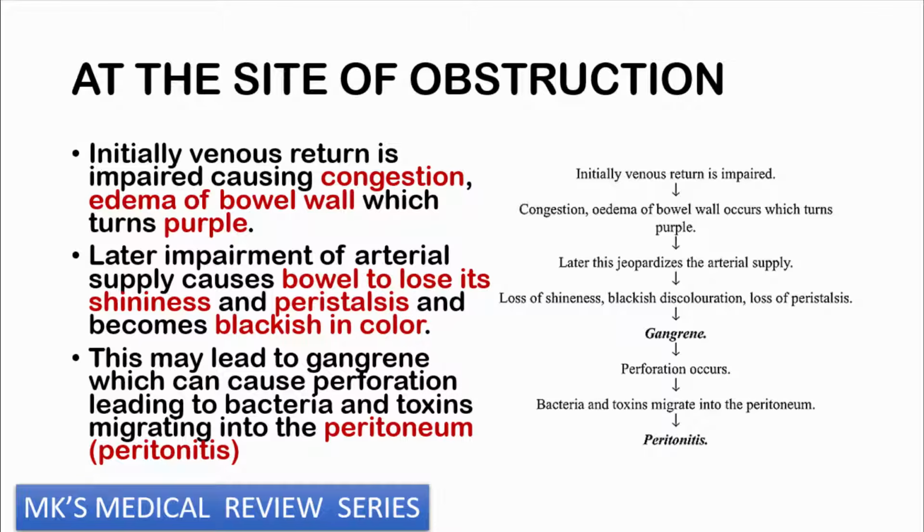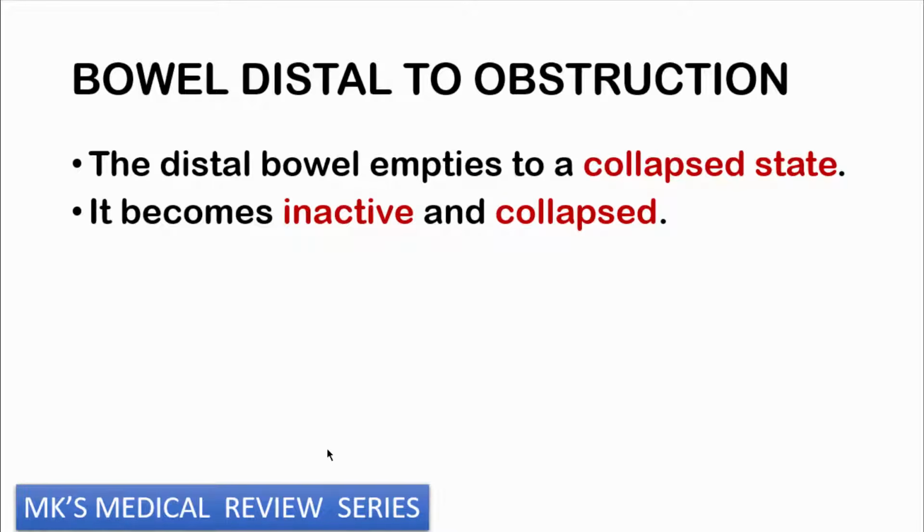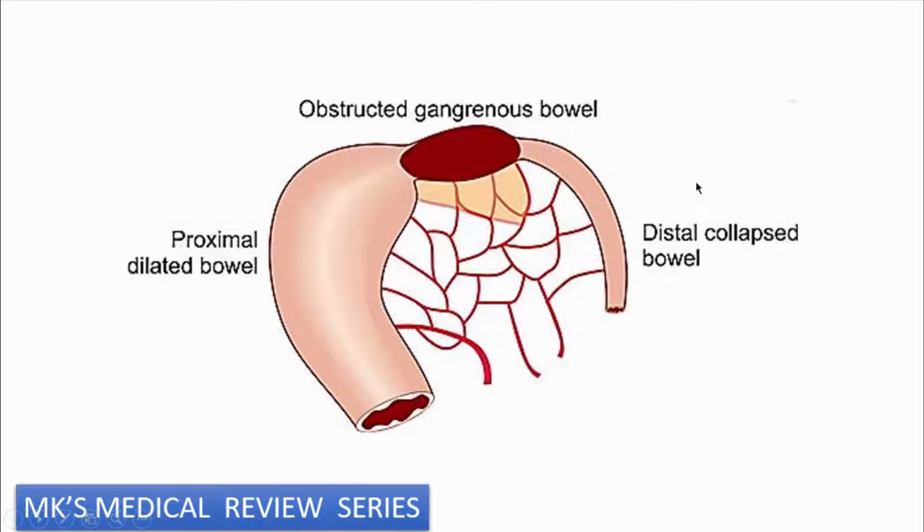So this is eventually going to be leading to gangrene that can cause perforation. It can lead to bacteria and toxins migrating into the peritoneum, leading to peritonitis. And distal to this obstruction, because there's nothing going there, whatever was already there distal to the obstruction may be cleared out. So initially the patient may actually have had some bowel movements or even some diarrhea that may have stopped. And then after that, the bowel is going to be completely collapsed because it's not receiving any contents and it becomes inactive.